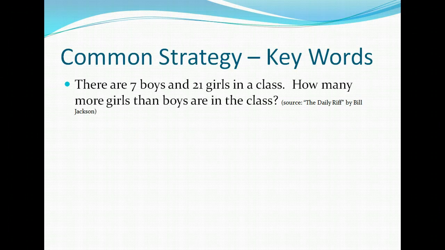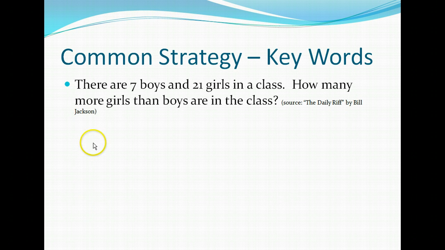I think it would be helpful if we look at the past approach. In the past, when students were solving story problems, we as teachers told them to look for key words, important words in the problem. For example, in this one, look for the important or key words. There are 7 boys and 21 girls in a class. How many more girls than boys are in the class?